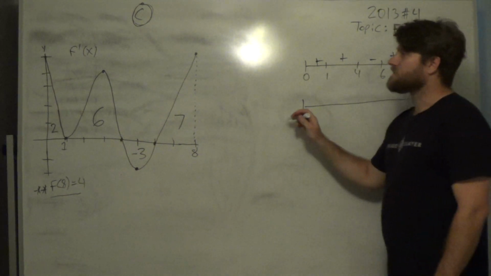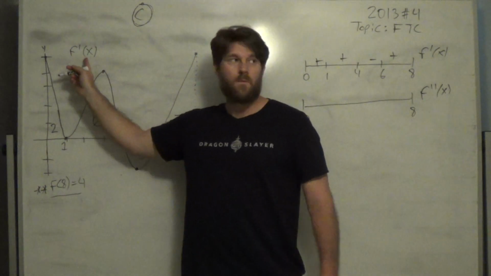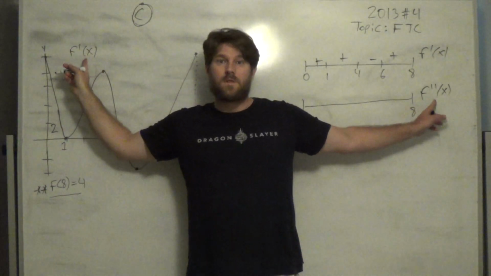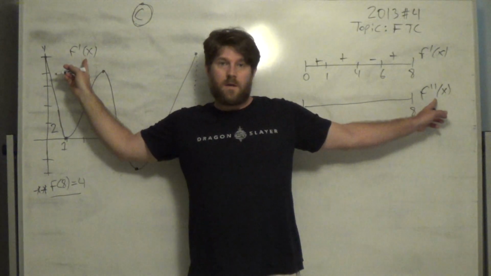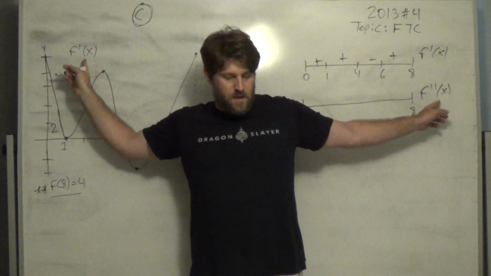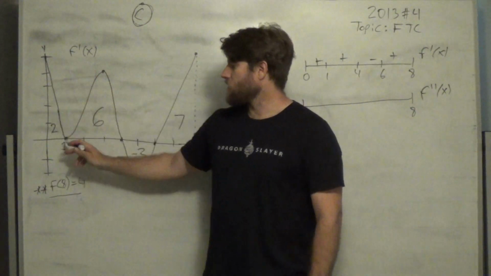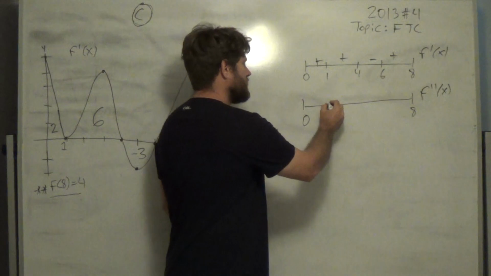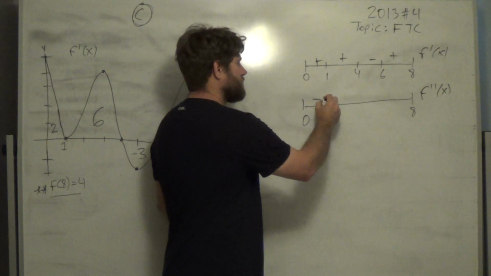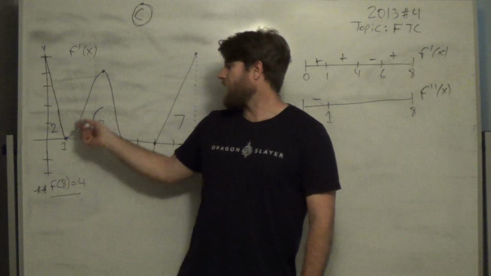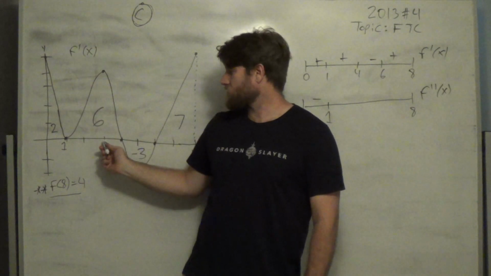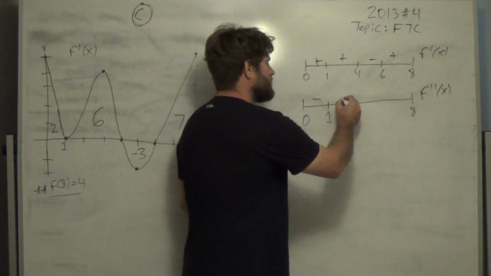Now remember, if this is f prime x, and we want a sign chart of f double prime x, we look at slopes. So I'm going to look where I have positive and negative slopes. And you'll notice here you have negative slopes until you hit 1, and then positive slopes until you hit 3. So positive slopes until you hit 3.